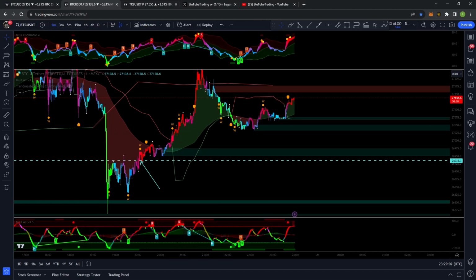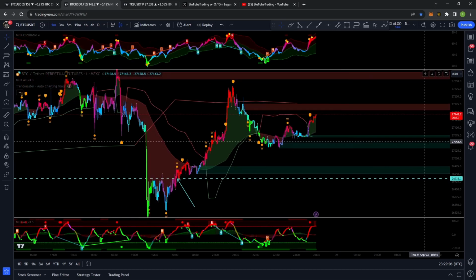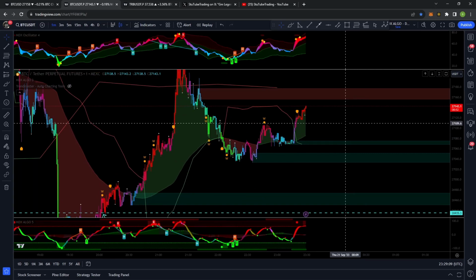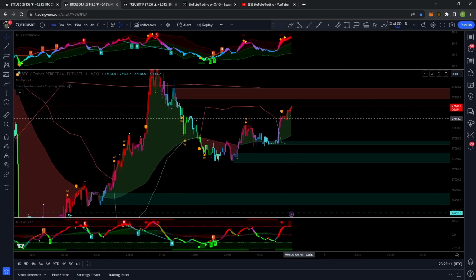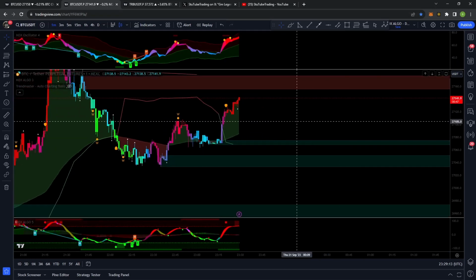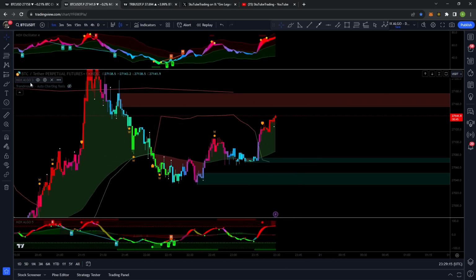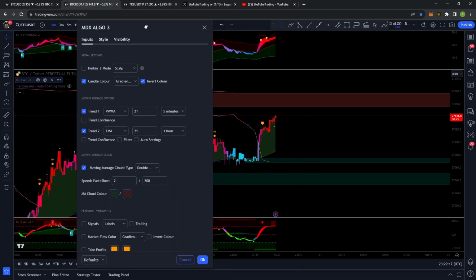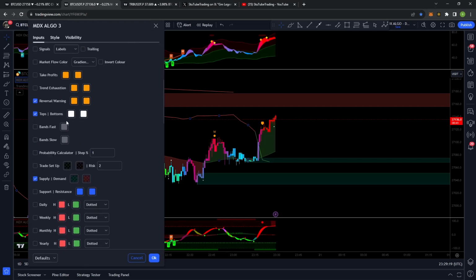Oh, building a short. Nice, nice. Oh, here we go. What's the indicator here saying on the 1 minute? Trying to form a little bottom here. I've changed my tops and bottom signals from blue, just because they were hard to see. I just made them white.